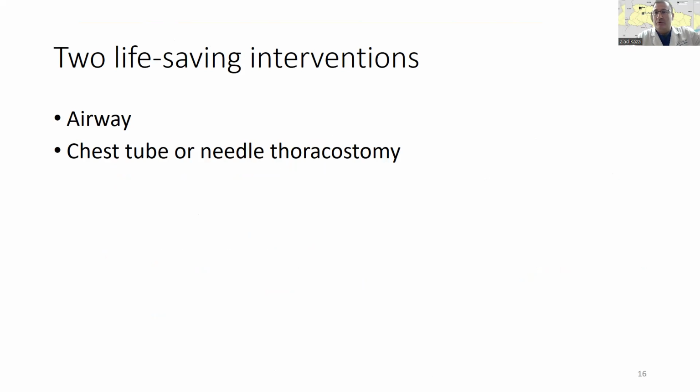Because otherwise, people typically survive if they don't have a pneumothorax or they don't have an airway compromise or a life-threatening bleeding, whether you do all the procedures in the world or not. So these 3 life-saving interventions are definitely your highest yield for your victims.